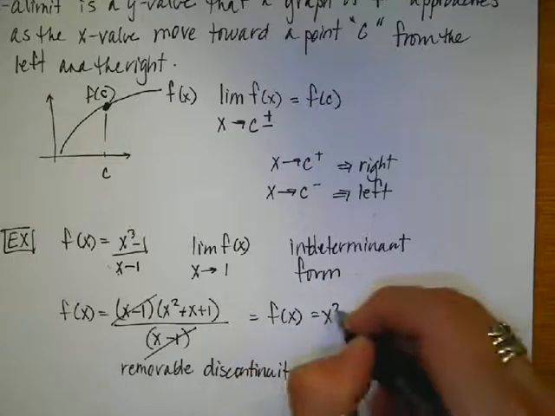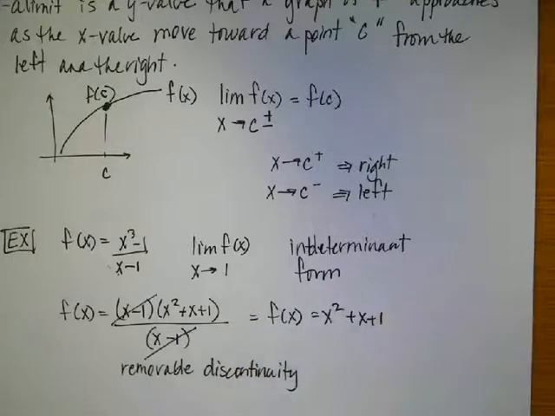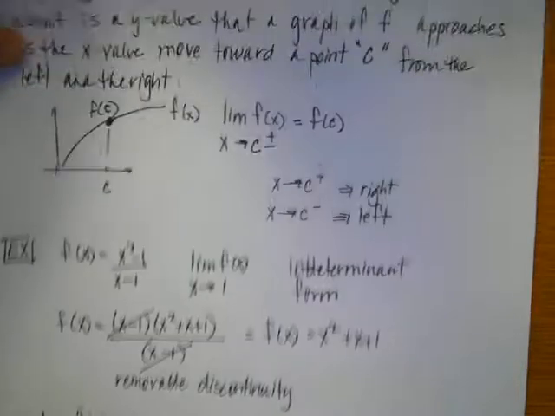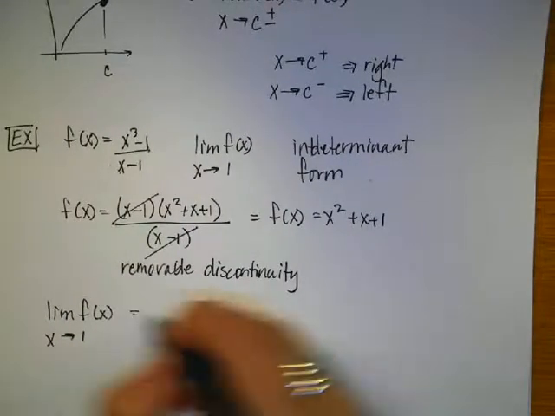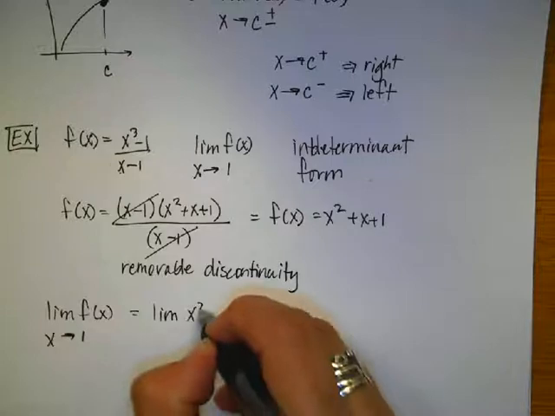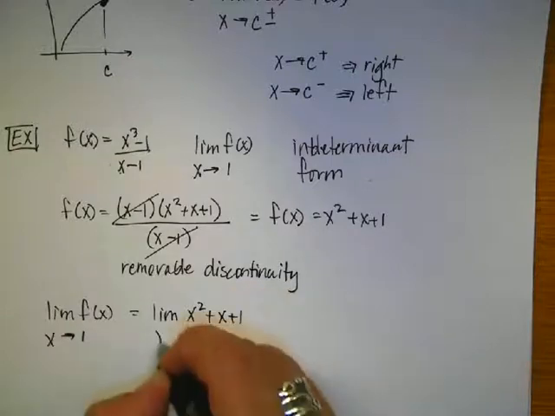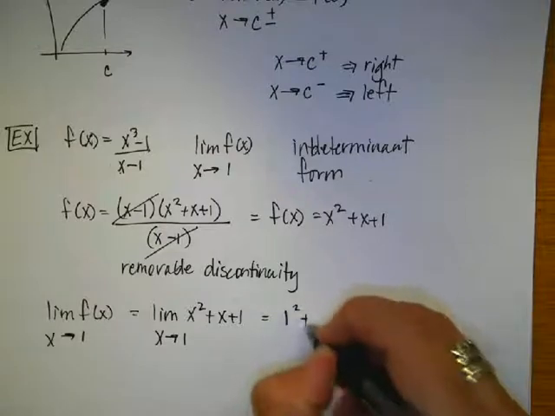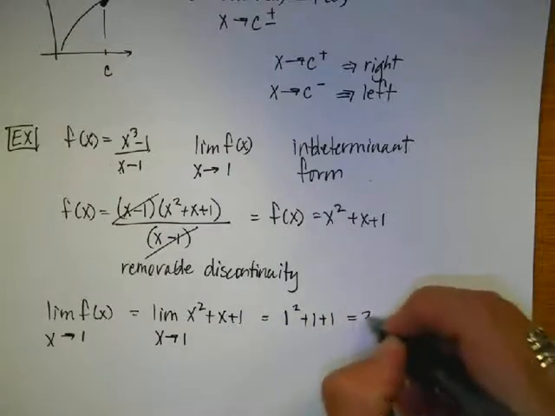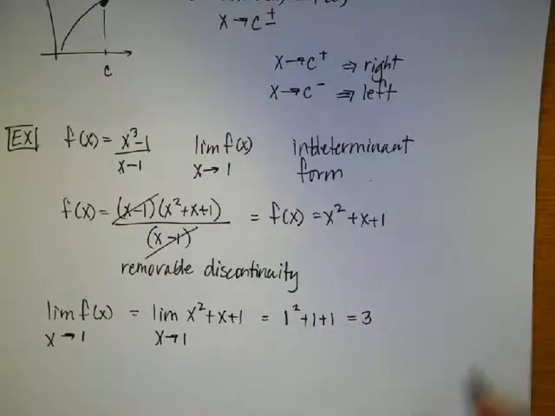So now I could take the limit of the function as x approaches 1, because there's no values in the denominator that make the function undefined. So this would be the limit of x squared plus x plus 1 as x approaches 1. And I'm going to get 1 squared plus 1 plus 1, so I'm going to get a 3. Alrighty? And now let's do this graphically just because we can.